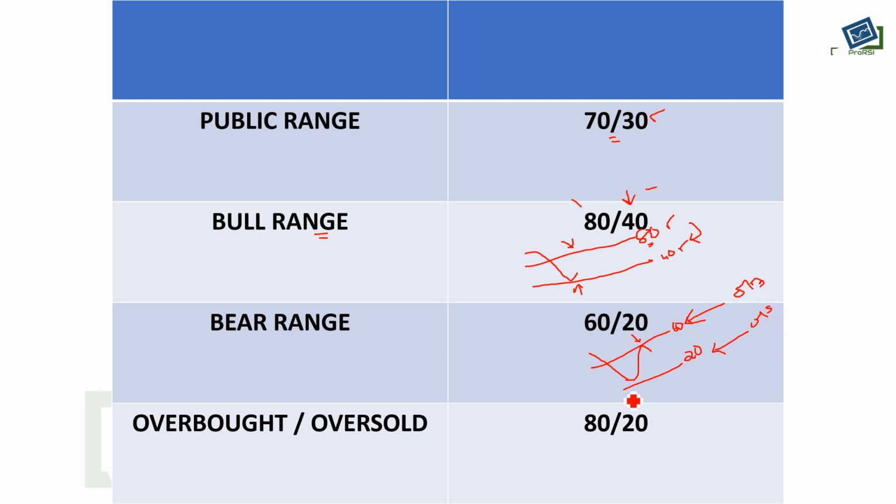So basically you have to understand this thing, that when the security is in a bull market, 80 becomes the overbought level, that means the trend gets overextended, and 40 becomes the oversold level. That means if the prices are coming near 40 and they are making a bullish formation, the trend may resume on the upside.